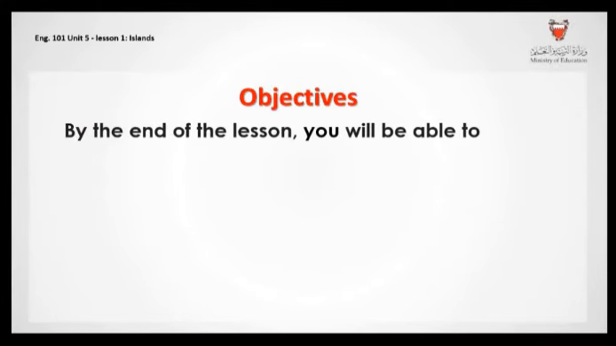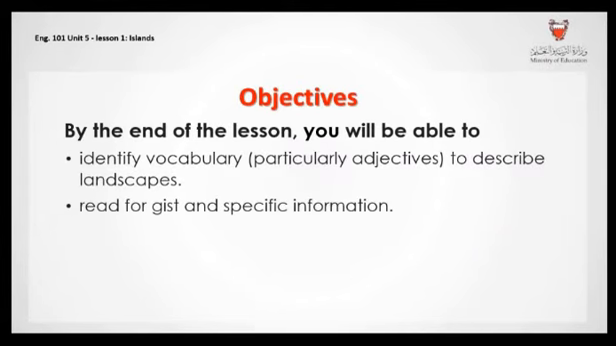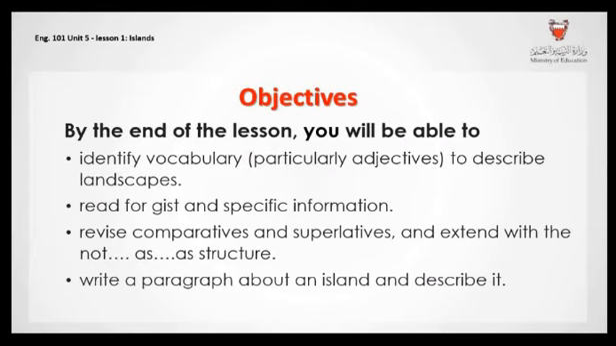So what are our objectives for today? By the end of the lesson, you will be able to identify vocabulary, particularly adjectives to describe landscapes, read for gist and specific information, revise comparatives and superlatives, and extend with the not as structure. And the last thing is to write a paragraph about an island and describe it.